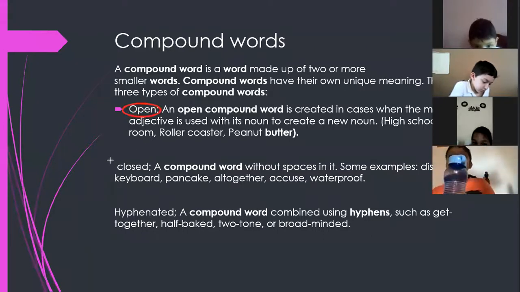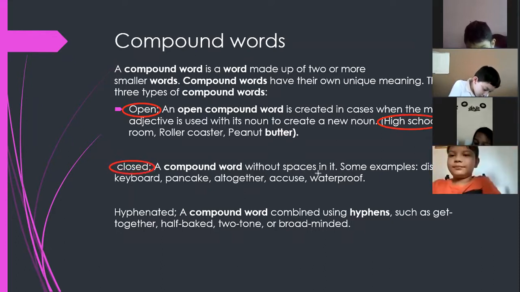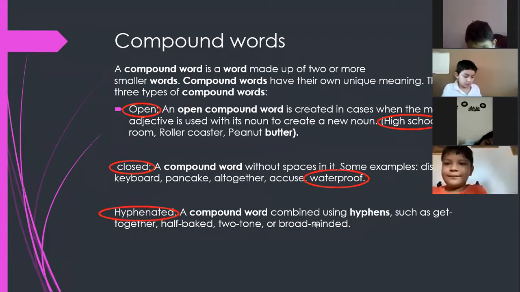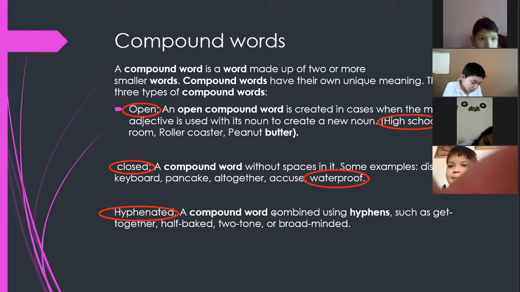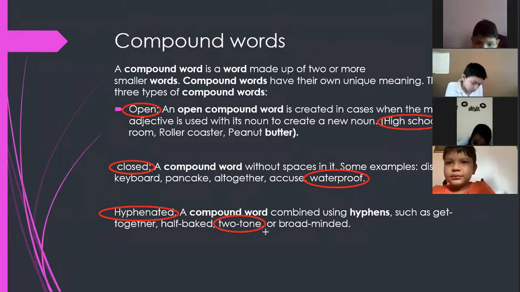It's amazing. You don't know. You didn't listen to me. The first type is open because the two words are separated by a space. The second type of compounds is closed because there's no space between the words. And the last one is hyphenated because it's combined with a hyphen, like this one, two-tone. That's the compound. So what are the three types of compounds?